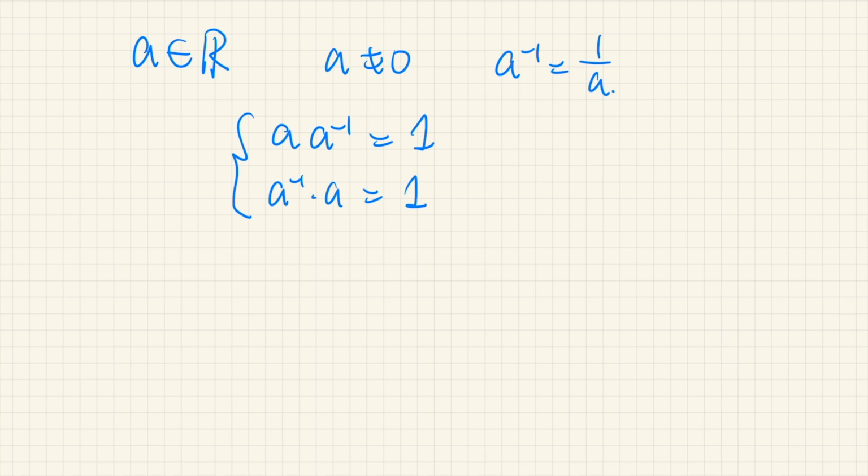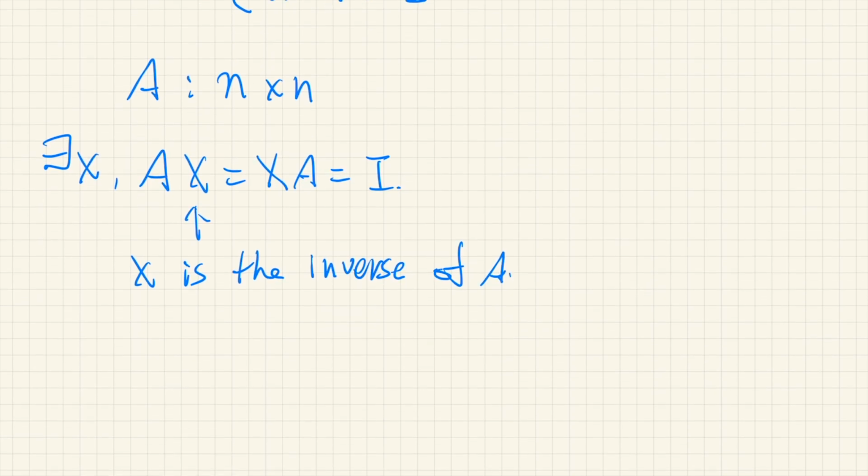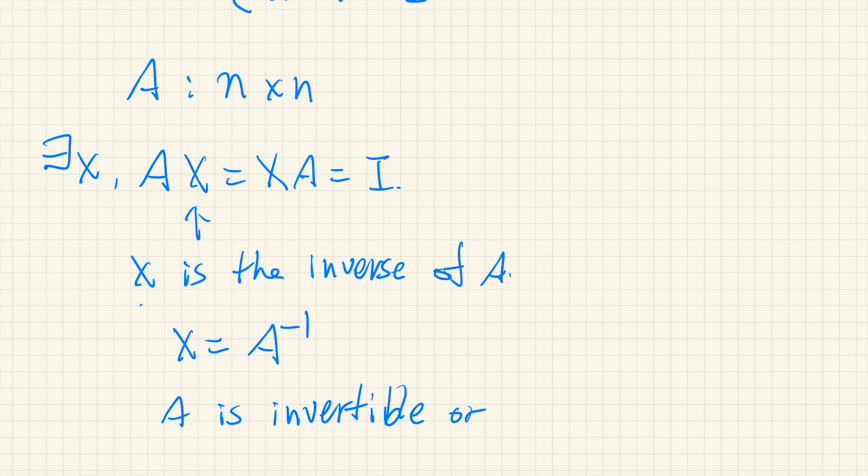In the case of matrices, we only consider square matrices if we want to deal with division or inverse matrix. So A is, say, an n by n matrix. It's a square matrix. And if there exists some X, which is again an n by n matrix, such that AX is equal to XA is equal to the identity matrix, then this X is called the inverse matrix of A. So X is the inverse of A. And we can show that such an X is unique, so that X is written as A inverse. And if the inverse of A exists, then we say A is invertible, or we say A is a regular matrix.